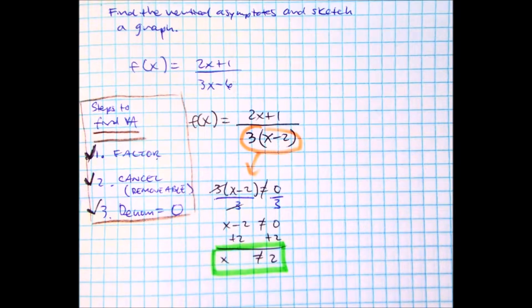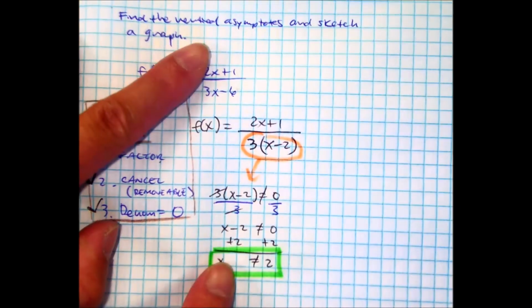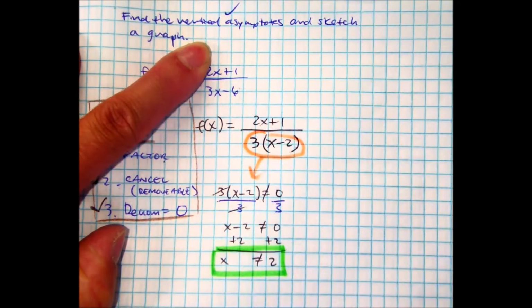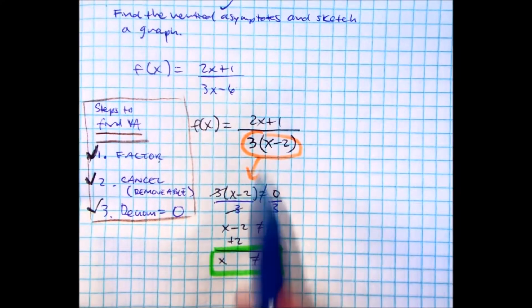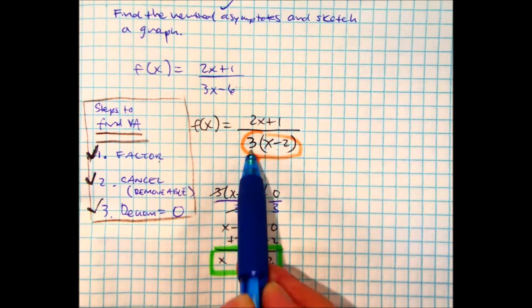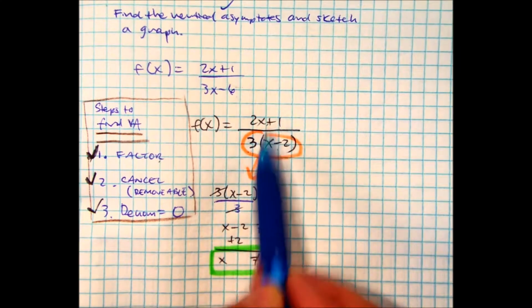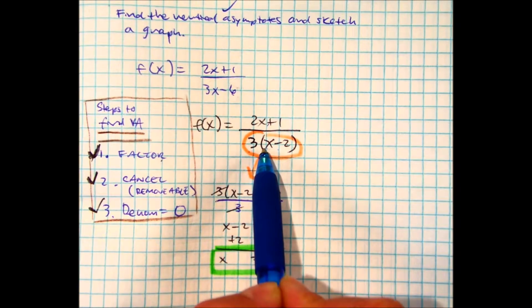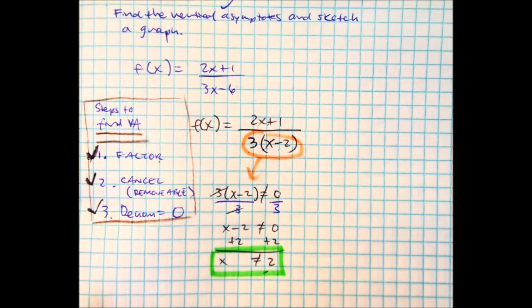Okay, let's go ahead and graph it now. So up here it does say find the vertical asymptotes. We found one. Essentially you put 2 in there. 2 minus 2 is 0. 0 times 3 is 0. Anything divided by 0 is undefined, and that's what a vertical asymptote is, right?